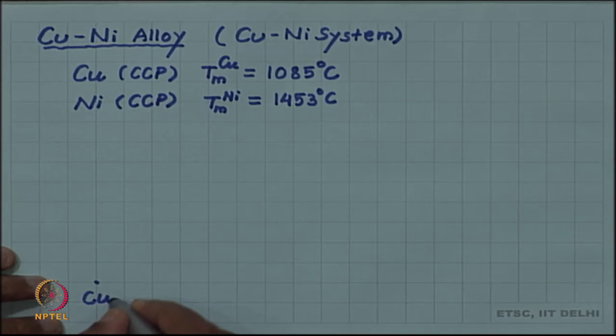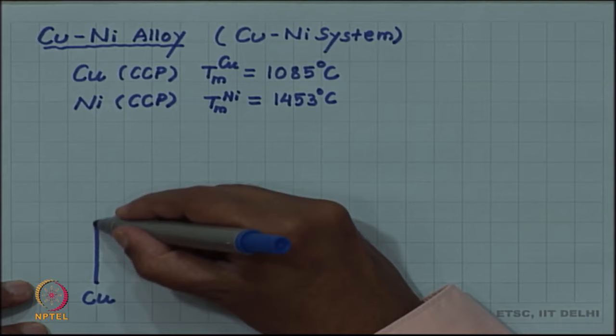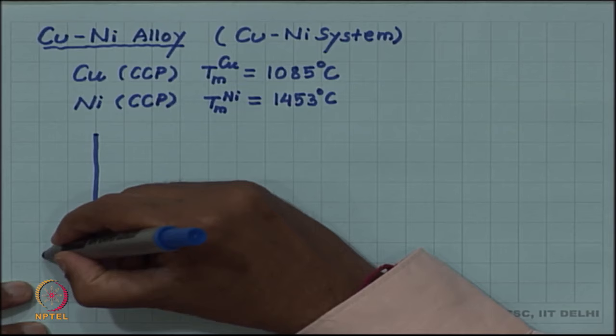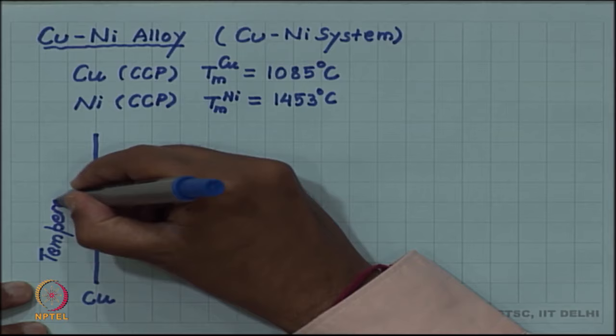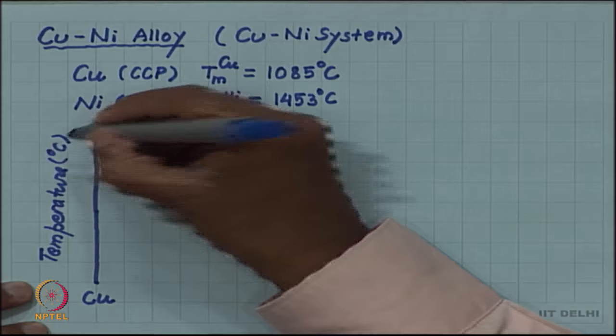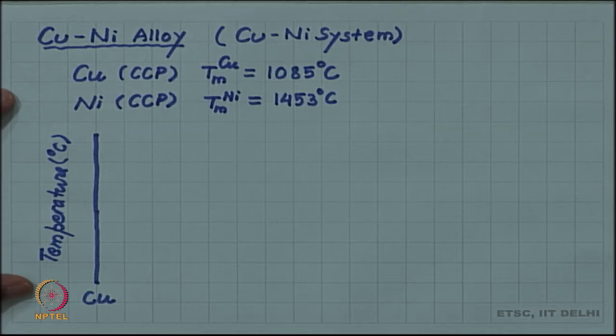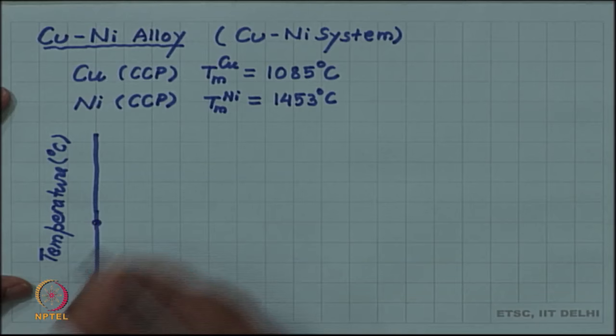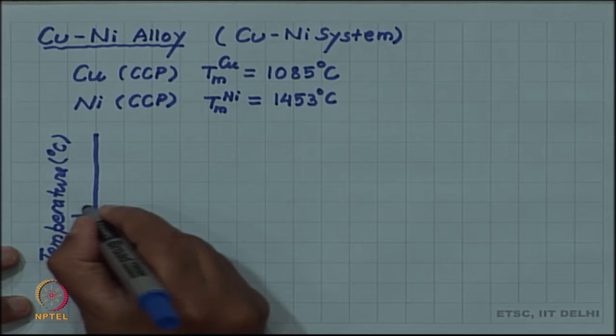So, if I just look at copper, and let me consider this vertical axis to represent temperature. So, this is my temperature, in degrees Celsius. So, this is my temperature axis and on this temperature axis, let me mark the melting point of copper. So, that is there, which is 1085 degrees Celsius.